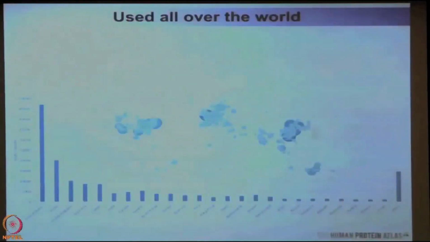The atlas is used all over the world. Dominating, of course, is the United States, highly dominating, followed by China, UK, and Germany. But you can see that India is up here, where also Sweden, Canada, and some of the other countries are when it comes to using the Human Protein Atlas.